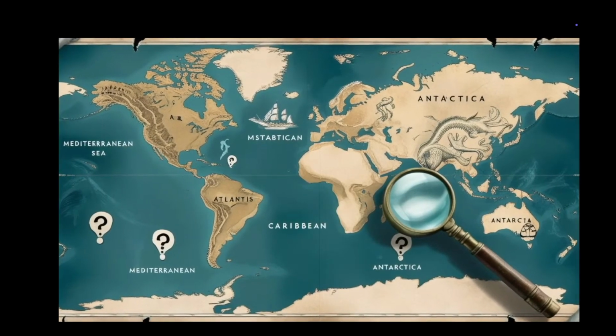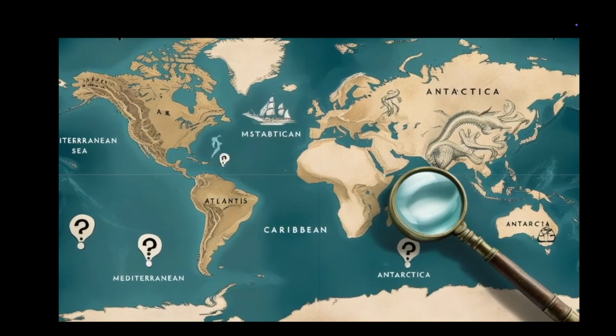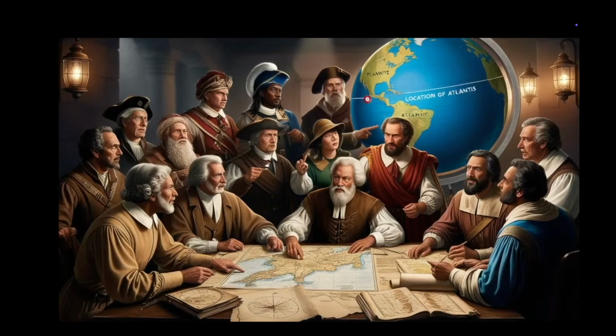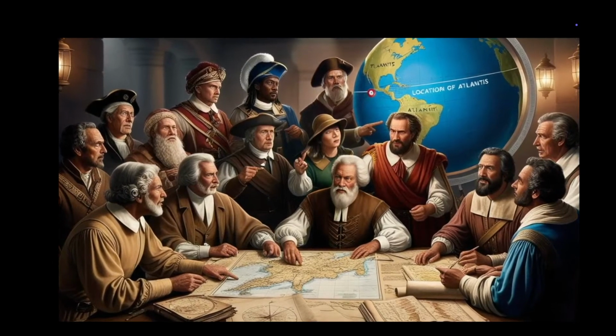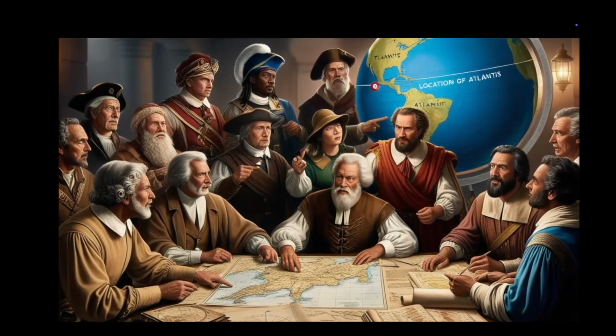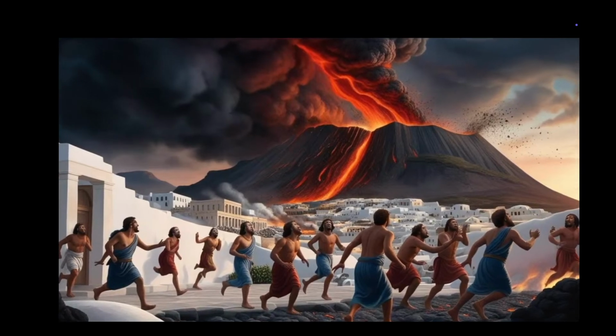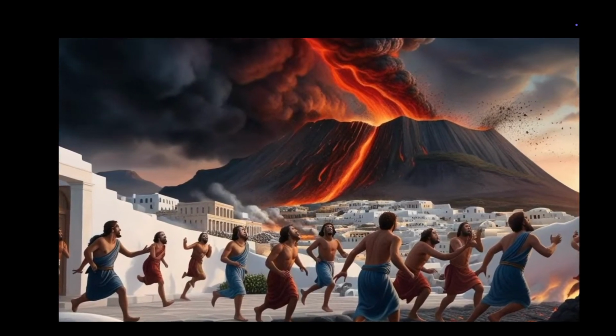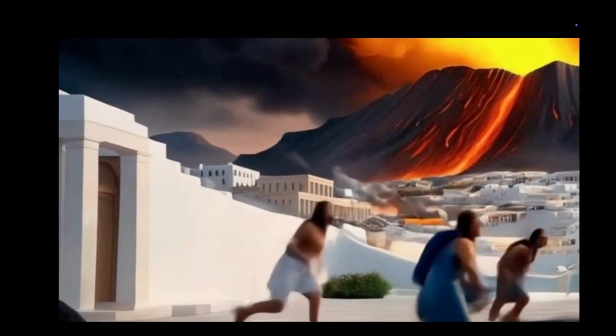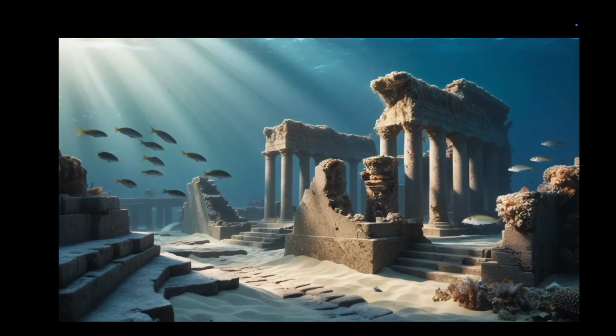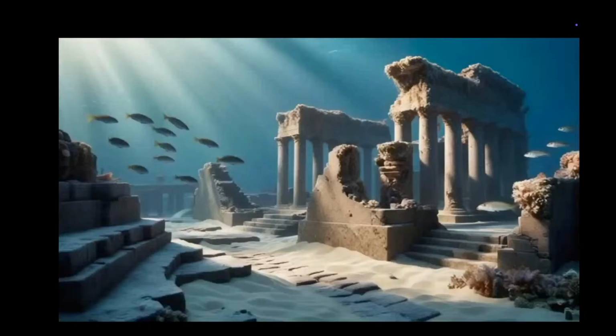Throughout history, countless explorers and scholars have searched for Atlantis. Some have pointed to the Mediterranean, while others suggest locations as far as Antarctica or the Caribbean. One popular theory links Atlantis to the Minoan civilization on the island of Santorini, which was devastated by a volcanic eruption. In recent years, underwater archaeology has revealed fascinating discoveries.